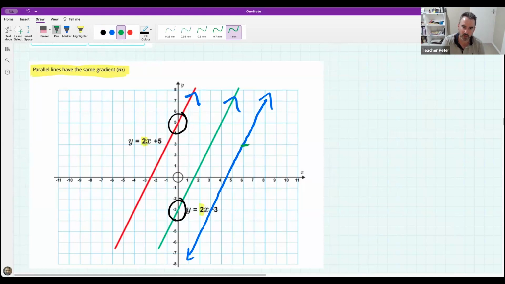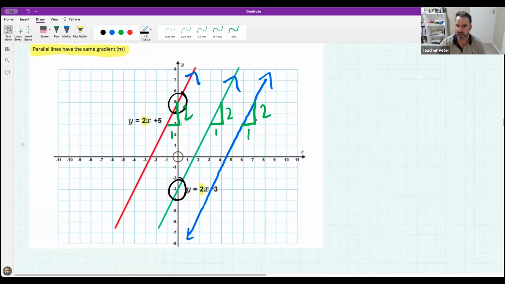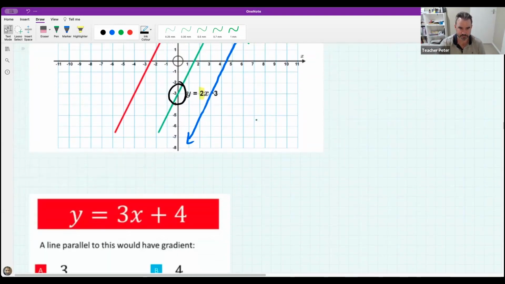So like if I go across by 1, I go up by 2. Just like here, if I go across by 1, I go up by 2. Or here, if I go across by 1, I go up by 2. So all of these lines are parallel and they have the same gradient. Okay, so we have to bring this into our ideas for today.